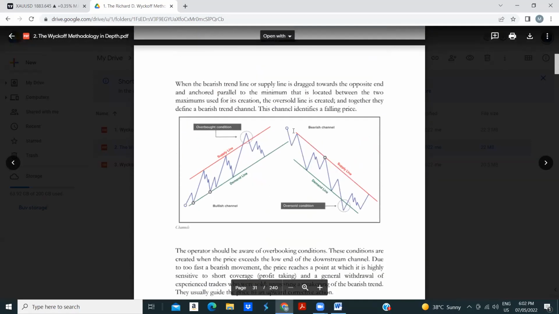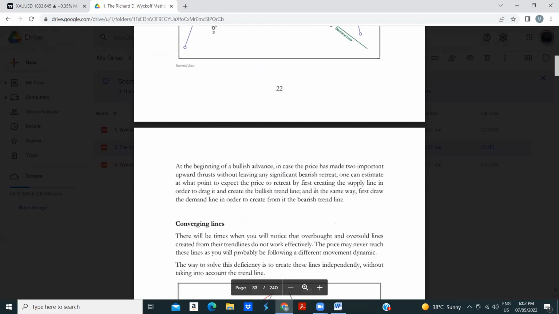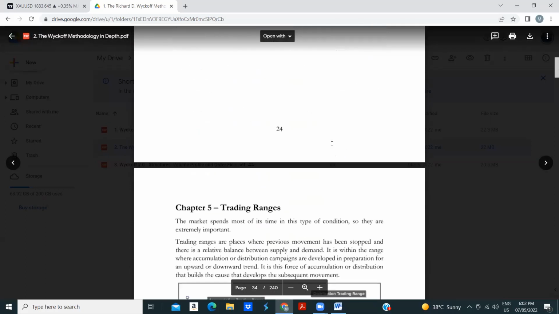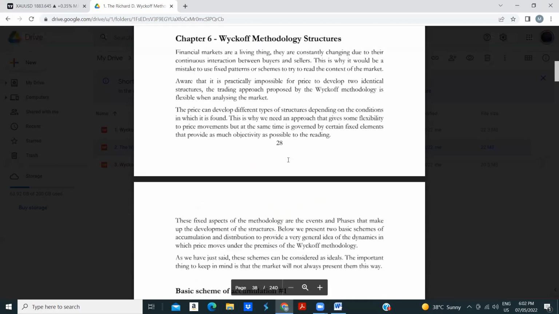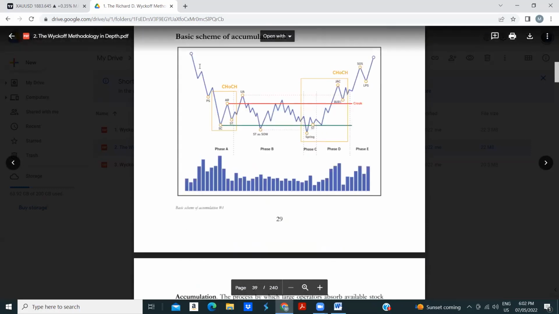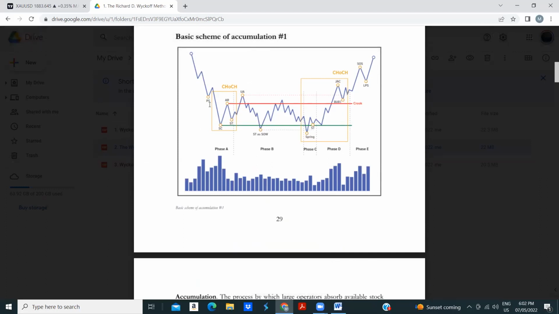Now this one is overbought. I told you this is the demand line, supply line, bullish channel, the inverted one, converging lines, or trading ranges, accumulation, distribution ranges. You already know about this, right? Now you see this is the selling climax. This is preliminary supply, PS. Preliminary supply is the failed selling climax. And then we have the selling climax.